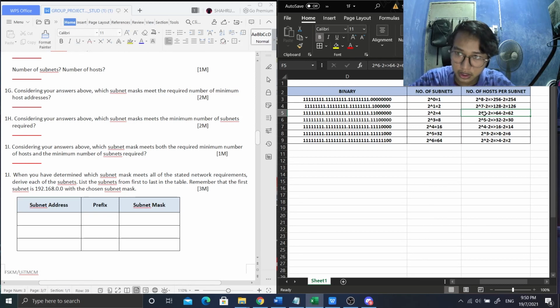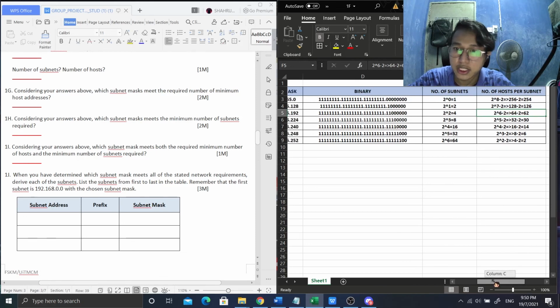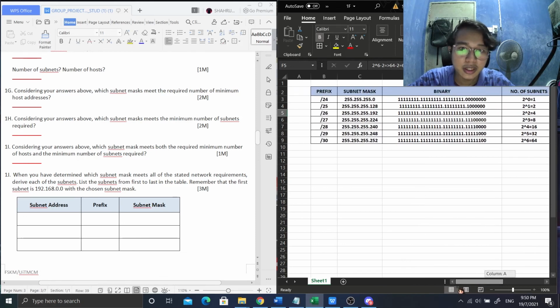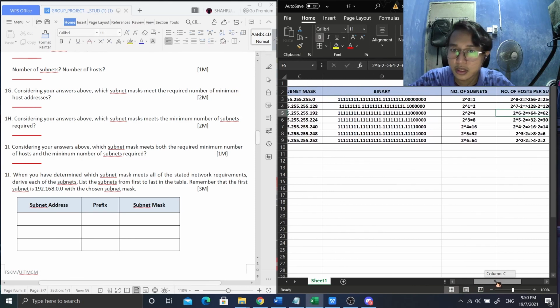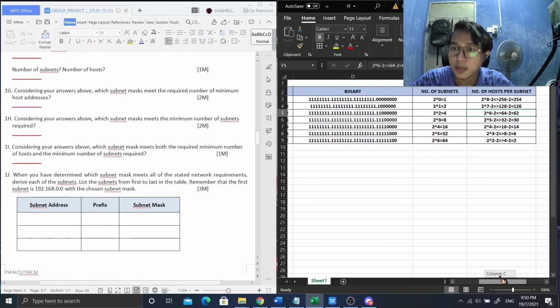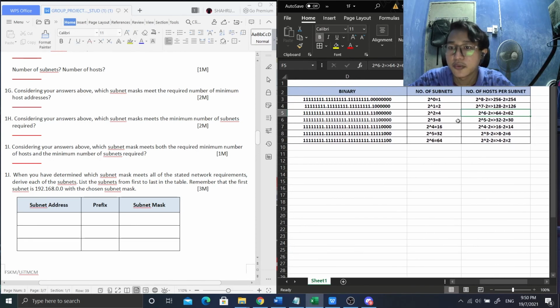So the answer is /26. But we see /27. /27 has 8 subnets, so it fulfills the requirement, and the number of hosts per subnet is only 30, so it does not fulfill the minimum requirement for the number of hosts per subnet. So the answer is /26.